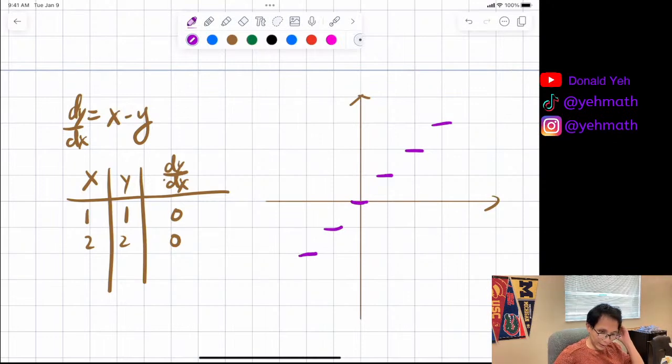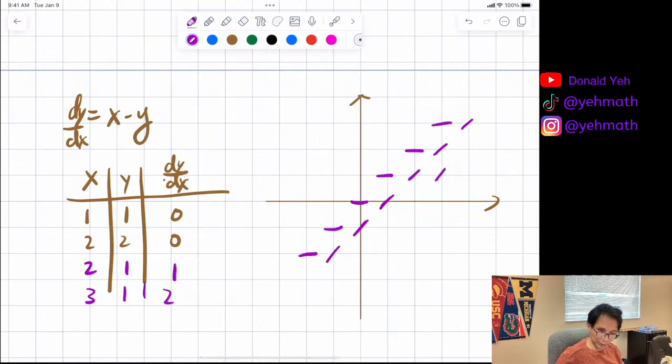And anything where x is higher than y, for example 2 and 1, what is my slope? 1. So for 2, 1, the slope is 1. All the slopes here are going to be 1 because they have a difference of 1. Does that make sense? And 3, 1 is going to give you a slope of 2. A slope of 2 is a little bit steeper compared to 1, so it's going to be like this. And you can just graph all of them in.